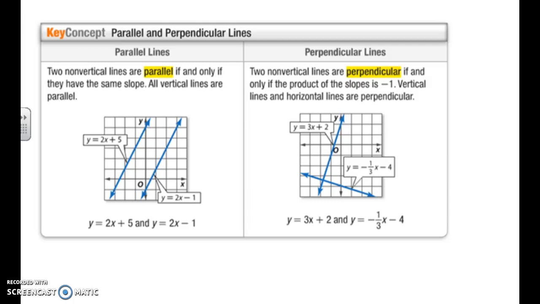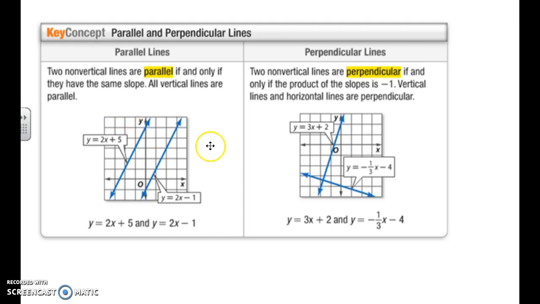Okay, so our video notes are going to be about parallel and perpendicular lines, since you already know how to graph and write linear equations, which we did in class today. The first situation: I know everybody knows parallel lines never intersect, blah, blah, blah.